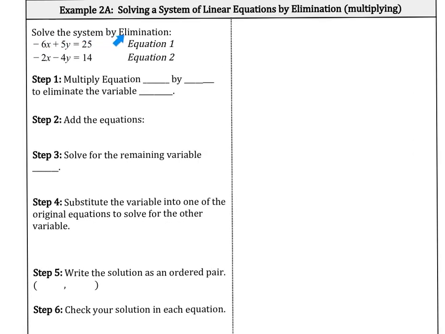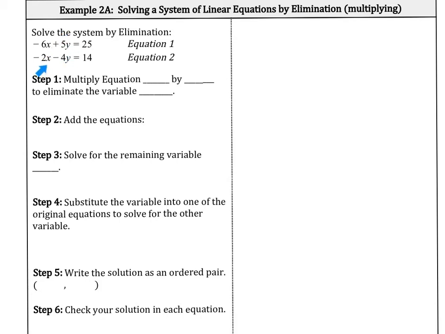Solve the system by elimination. Negative 6x plus 5y equals 25. Negative 2x minus 4y equals 14. So our first step is to make at least one pair of like terms, either x or y, the same number and opposite sign. For that we need to multiply one of the equations by a number so that either the bottom and the top become 6 positive and negative.